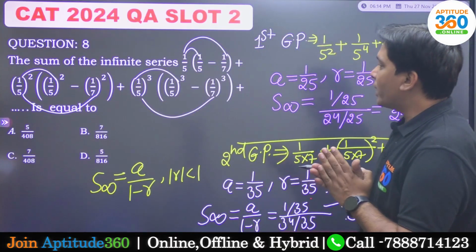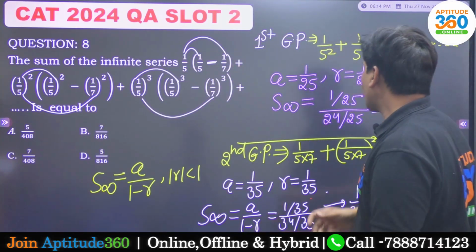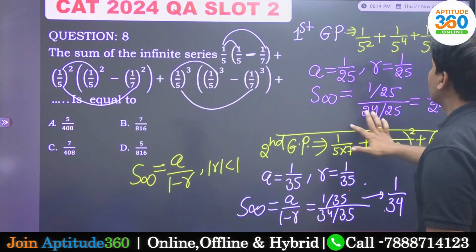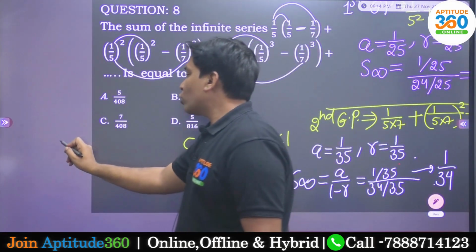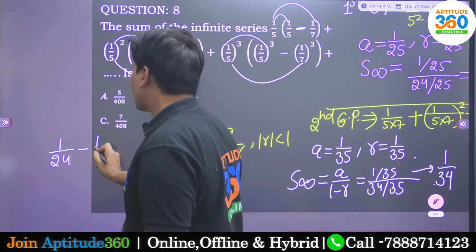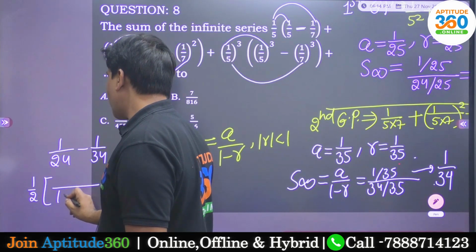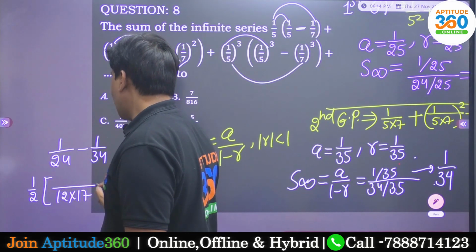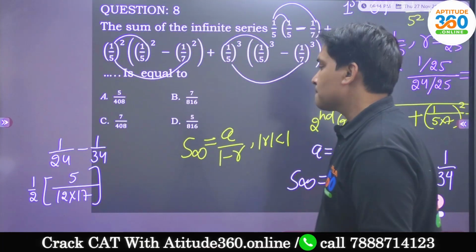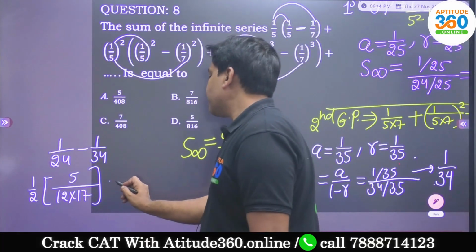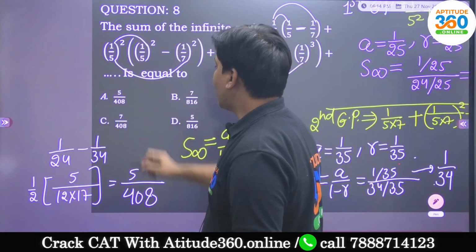And what is it that you should be doing? From the first one, you will have to subtract the second one, because it's all subtraction. So what is going to be the final answer here? The final answer of this problem will be 1 over 24 minus 1 over 34, right? If I take 1 by 2 common, it is 12 into 17, and then this is 5, isn't it? So that's going to be what? 5 over 408, and this is your right answer.